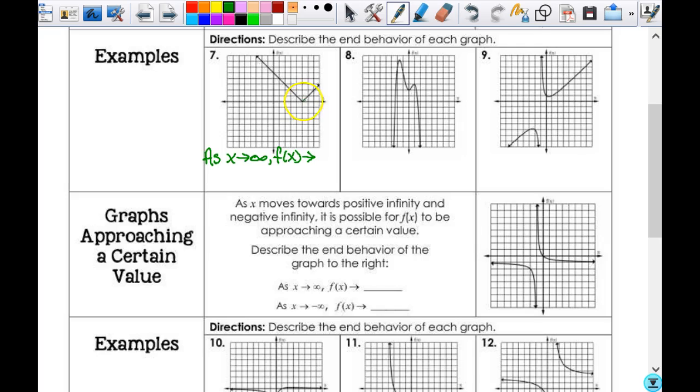So as x increases, as x approaches infinity, the f of x value approaches infinity, not negative infinity. So good. Now as x approaches negative infinity, f of x approaches, what do you think? Infinity. So as x gets smaller and smaller and smaller, the y values are getting bigger and bigger, approaching infinity. That makes sense? We good?